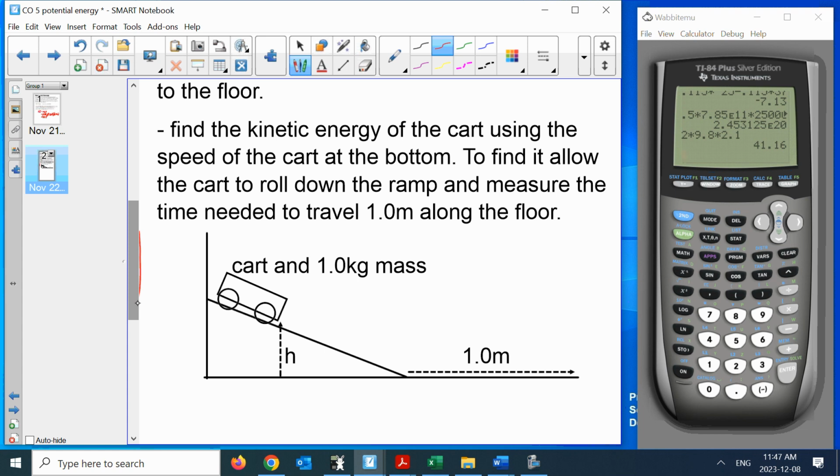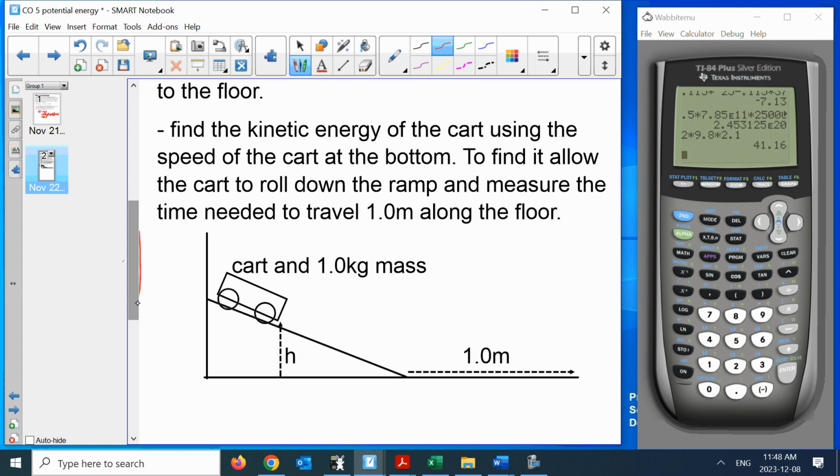This one's heavy enough this year. I don't think I need the 1 kilogram mass. Well, we can tape it on. Okay, cart and 1 kilogram mass. This height, you guys follow this?